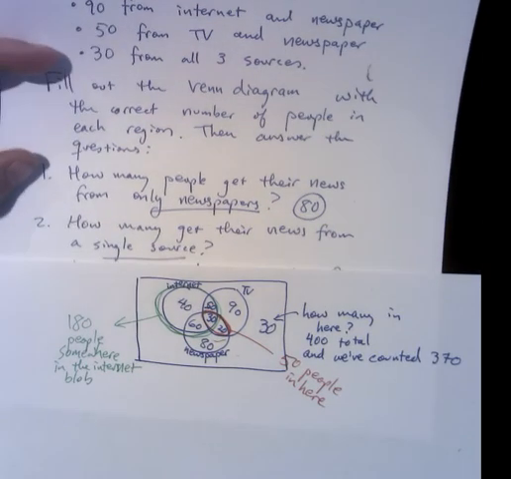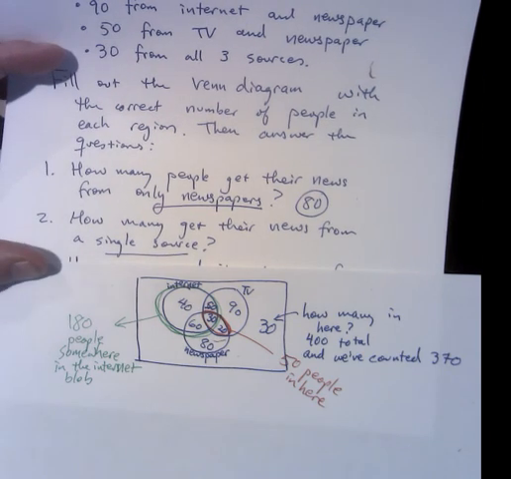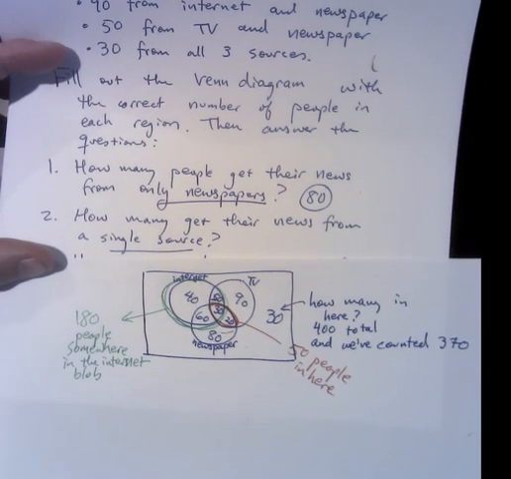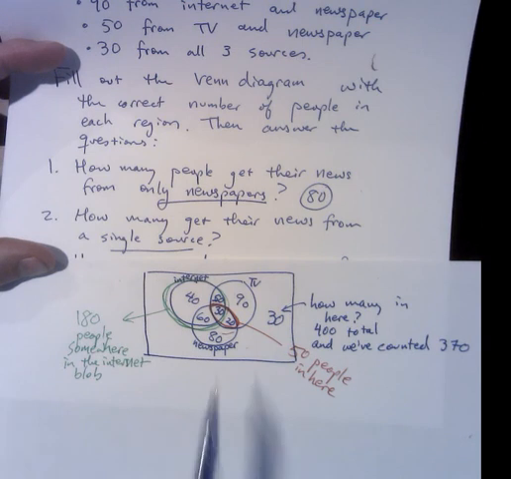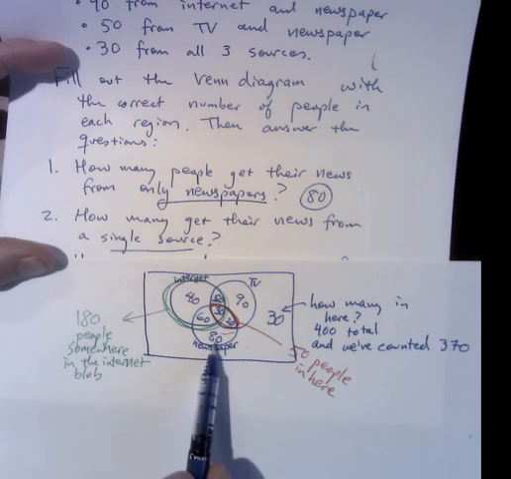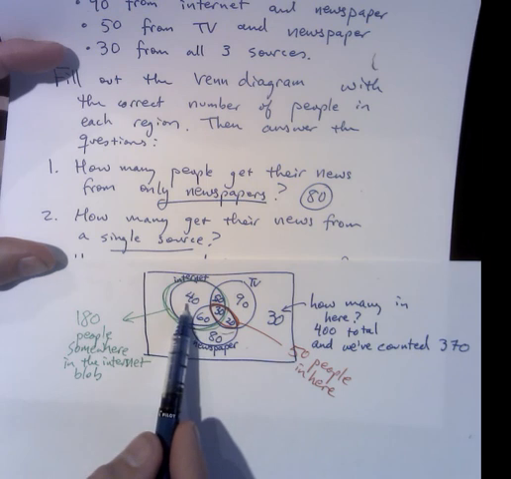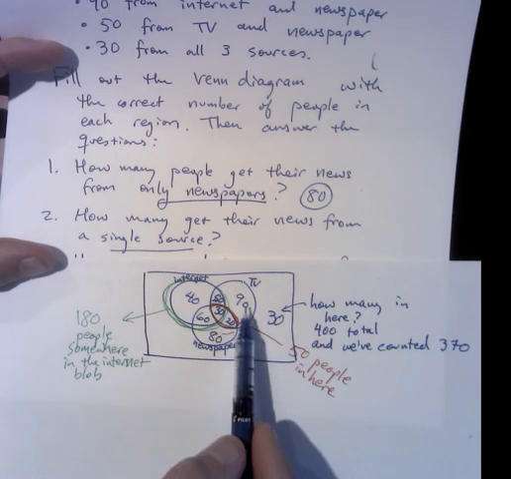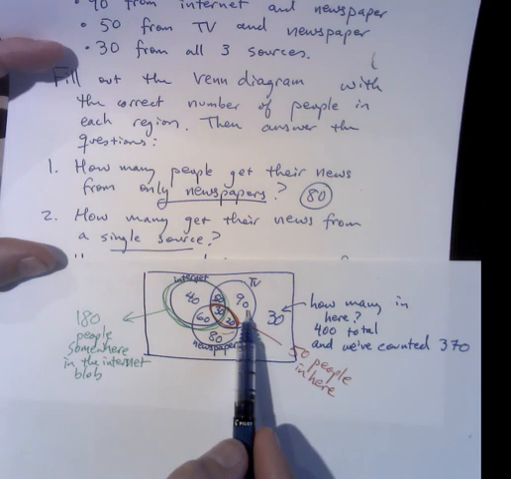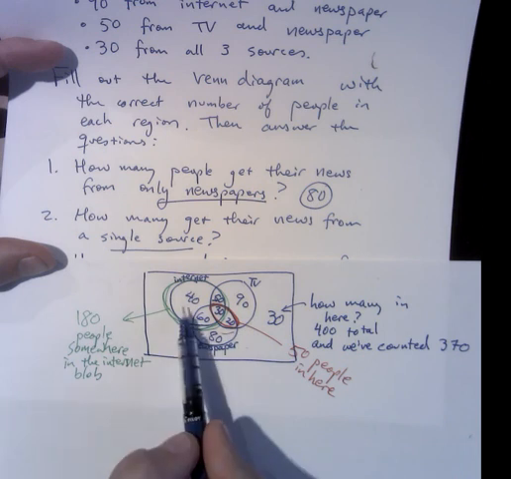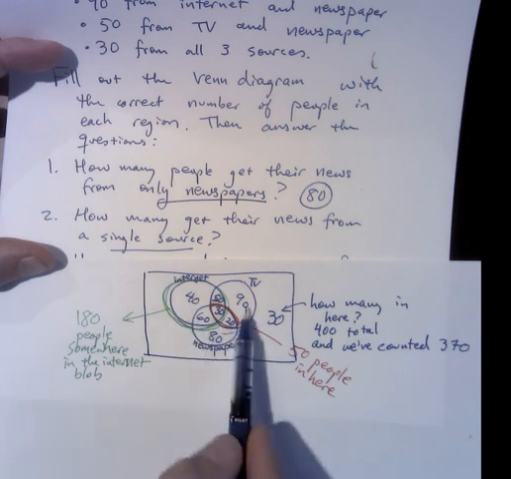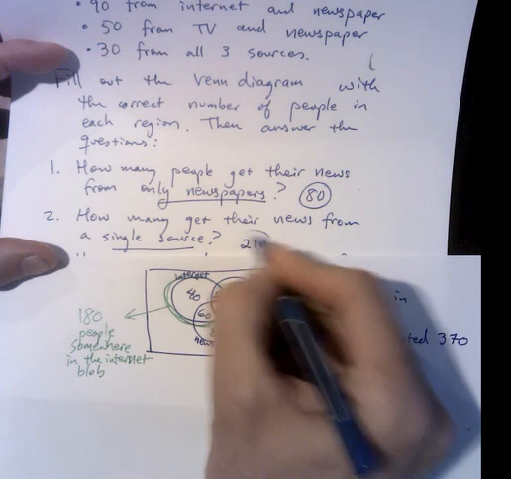How many people get their news from a single source? So a single source could be just the internet, just TV, or just newspaper. Now we already know that there's 80 people that get their news from only newspaper. 40 people over here get their news from only internet. These 40 people are part of the internet group, but they're outside the TV and the newspaper group. And these 90 people here get their news from only TV. They're in the TV group, but they're outside the internet and newspaper group. So how many people in total only get their news from one single source, be it the newspaper, the internet, or the TV? We're going to add these three up. We get 210 people right there.